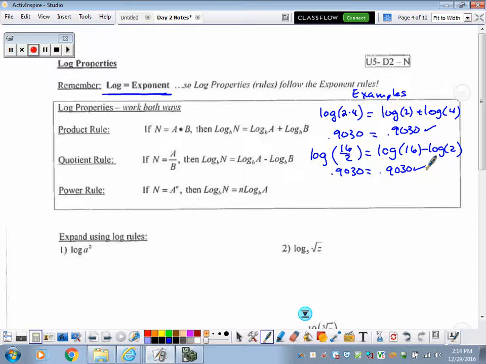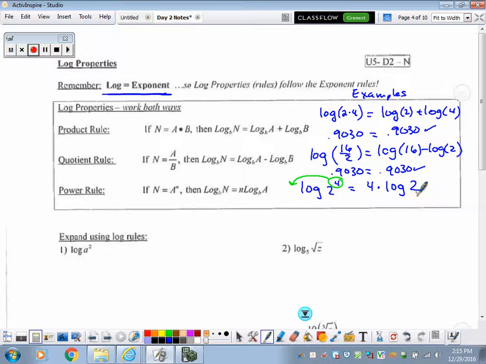The third one is the power rule, that if I have an exponent, I can swing it down front. It's a little bit easier to see in an example. If I have log 2 raised to the 4th power, what I can do with that 4, I can kind of lasso it and swing it down front, and it now becomes a coefficient. That's going to be the same thing as 4 times log 2.